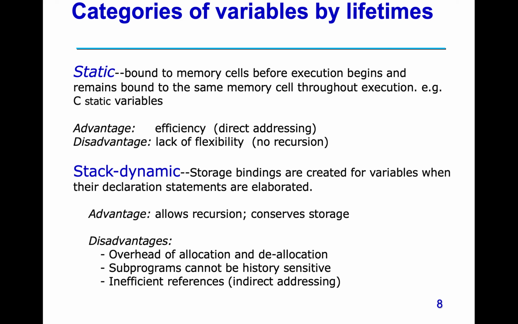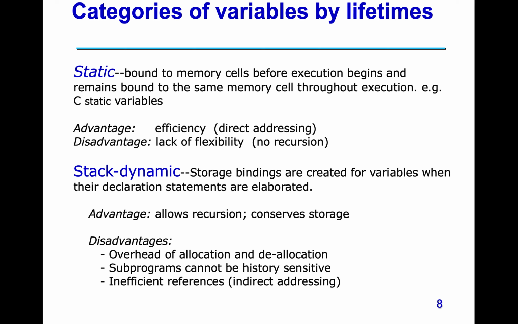And then we have the concept of stack dynamic. Stack dynamic uses the heap memory of the process space, and it's a stack, which means it's a runtime stack. It's allocated from a stack entry. In C or C++, and also in Java, we would create a stack entry by saying the word new. So new is a keyword that's on the stack that allocates the memory for us, and the memory ends up in the heap section. So the storage bindings are created for variables when their declaration statements are elaborated.